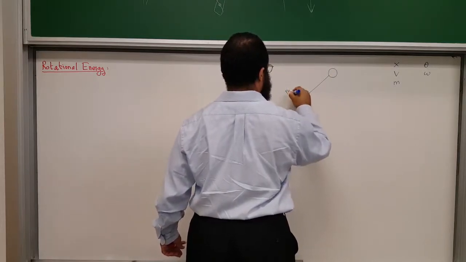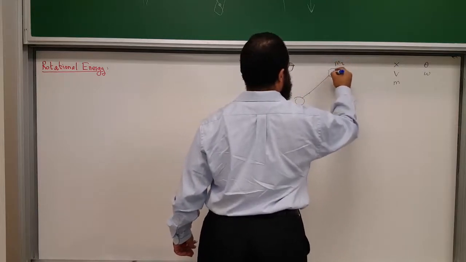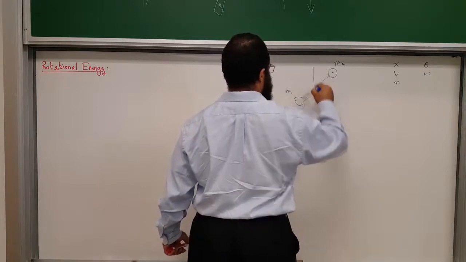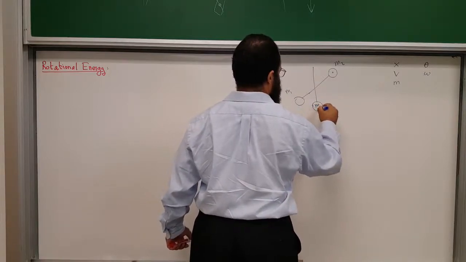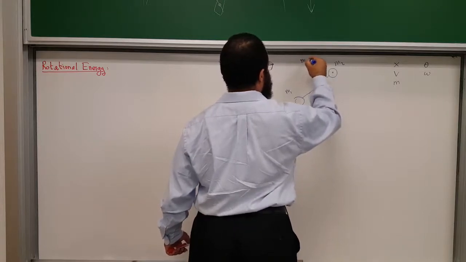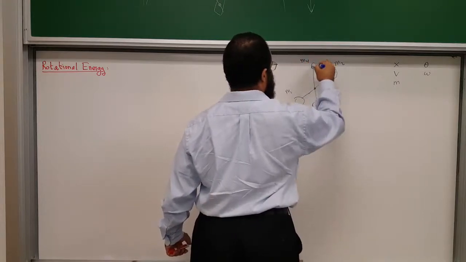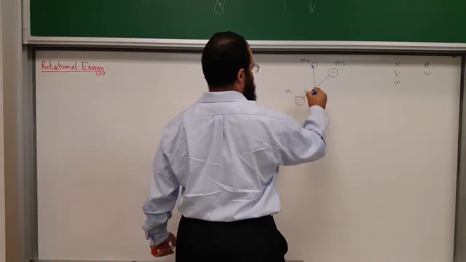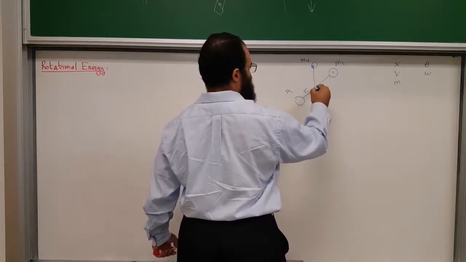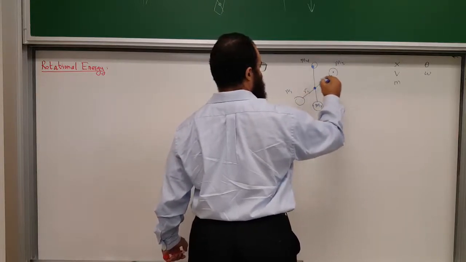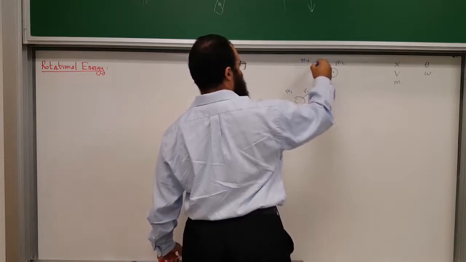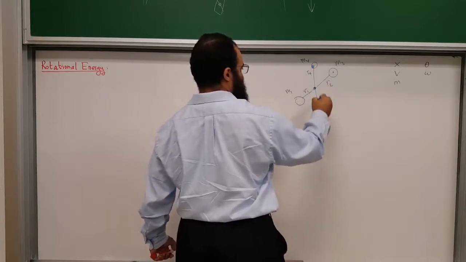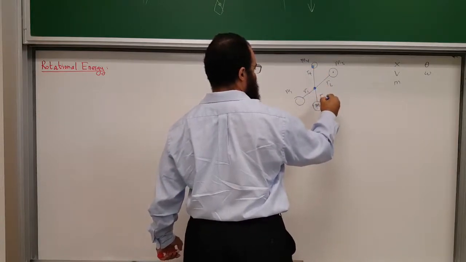Here is M1. Here is M2, and maybe here is M3, and here is M4. The distance from the point of rotation to M1, I'm going to call R1, and the distance from the axis of rotation to M2, I'm going to call R2, and the distance from the axis of rotation to M4, I'm going to call R4, and the distance from M3 to the axis of rotation, we're going to call R3.